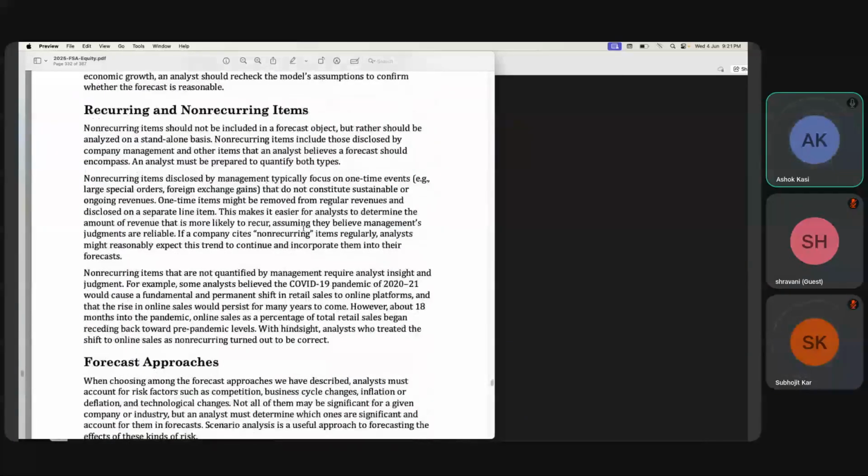Recurring and non-recurring items. Recurring means which will keep on happening every time. Non-recurring means once in a while. Like for example, selling of land and making profit. It is a once-in-a-while profit. Every time you are not going to sell land. That is not the core business. Okay. Then forecast approaches.